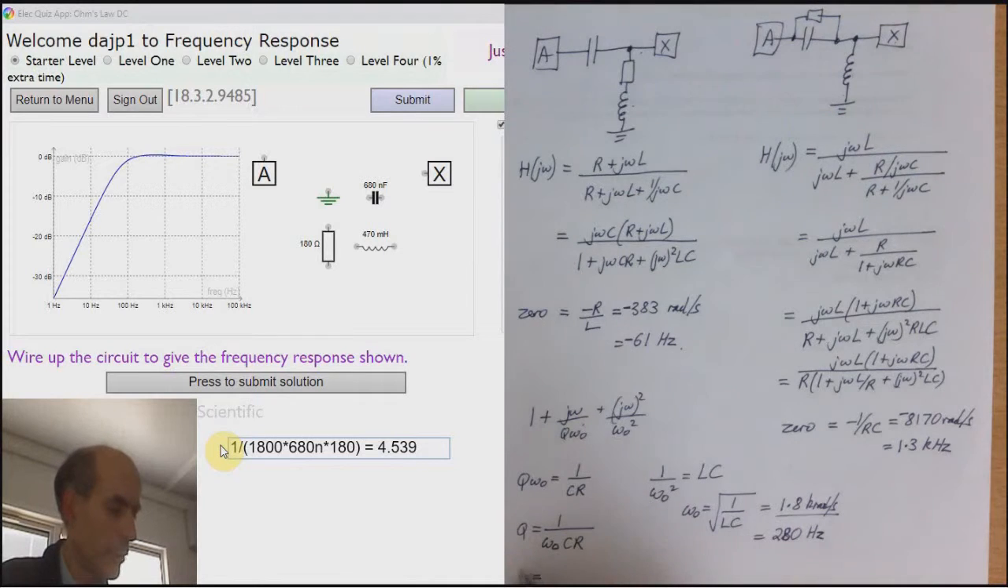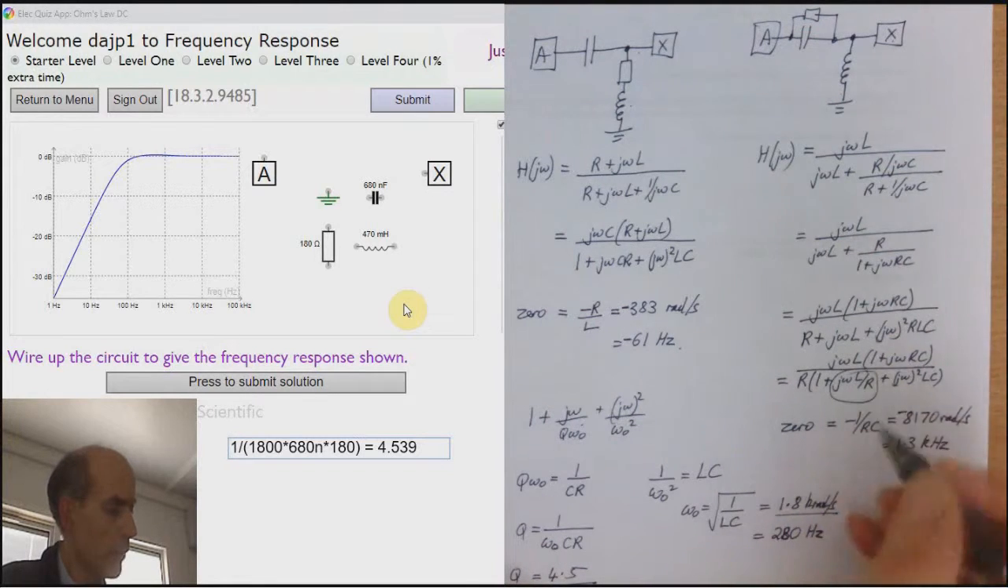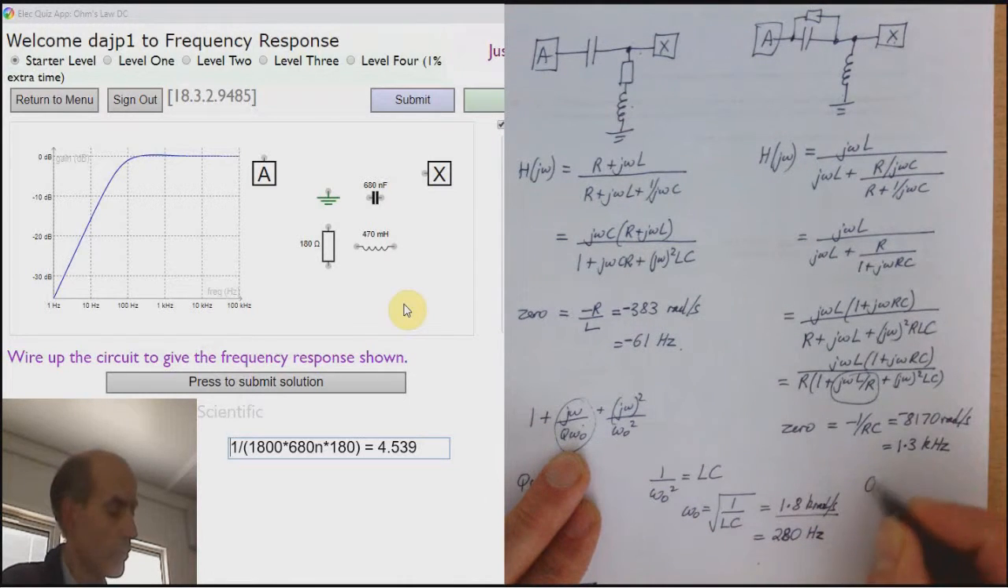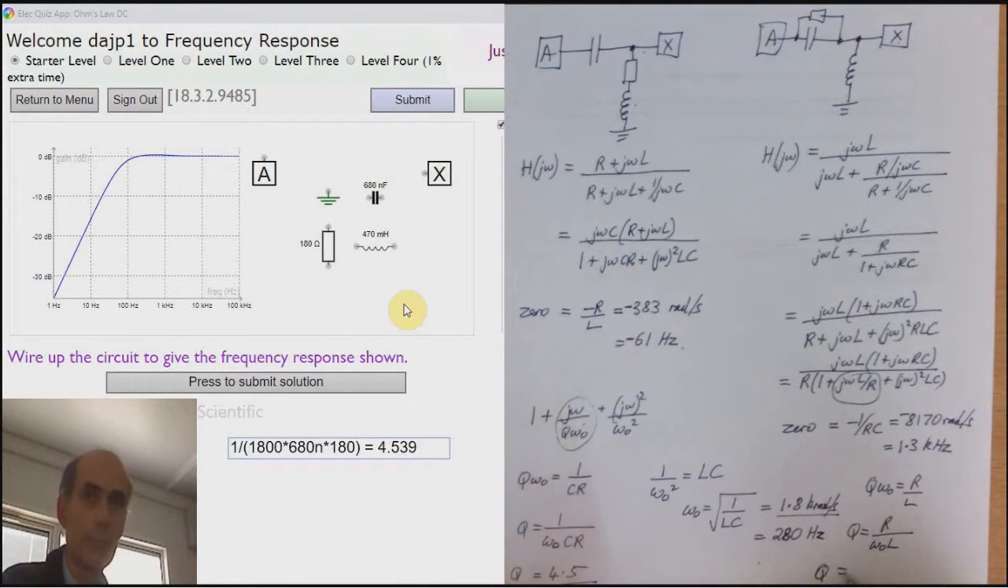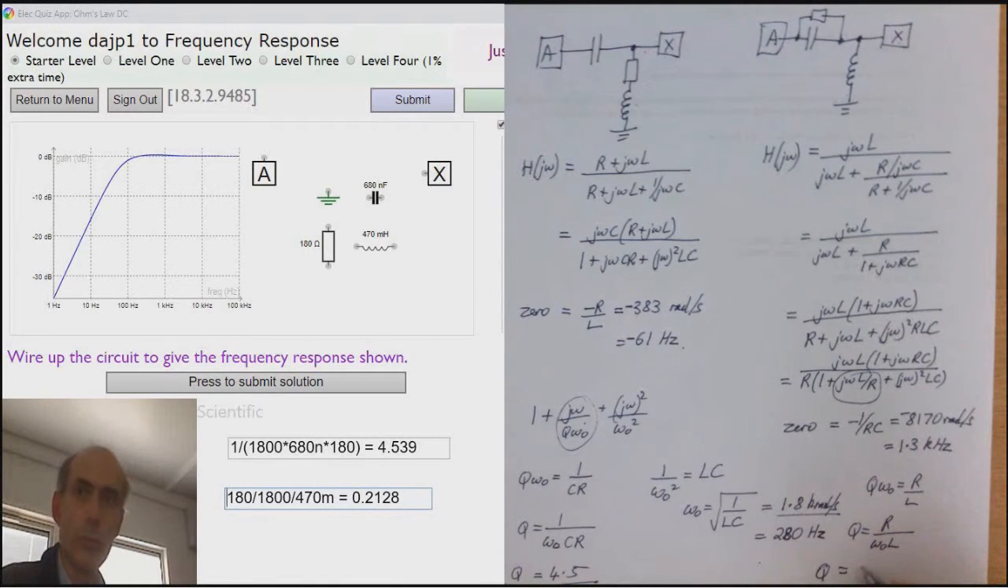Better, about 4.5. And the other circuit here, this topology, if you compare the term here with this term here, the coefficients of j omega in the denominator, you'll find that Q omega naught is equal to R over L. So now we have Q equal to R over omega naught times L, and putting in the values that we've got there, the Q would be 180 divided by omega naught, about 1800, divided by L, which is 470 millihenries, about 0.21.